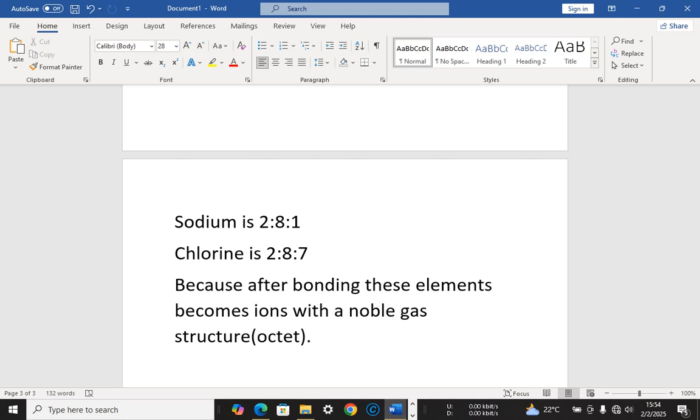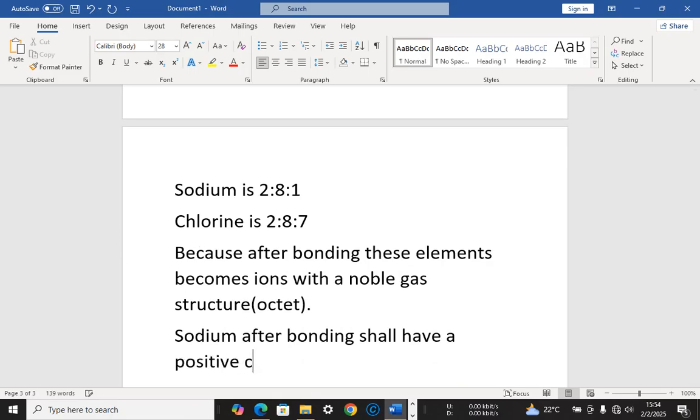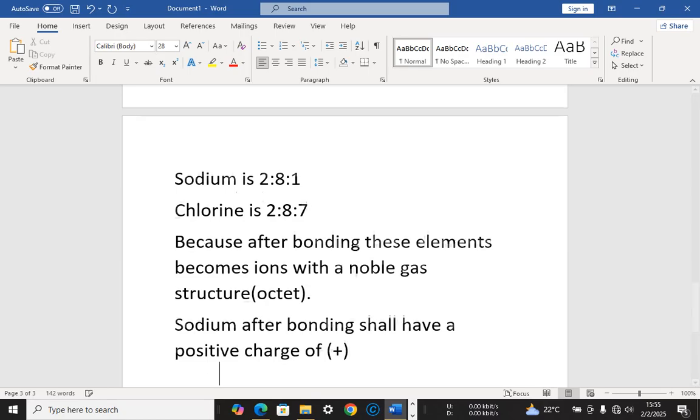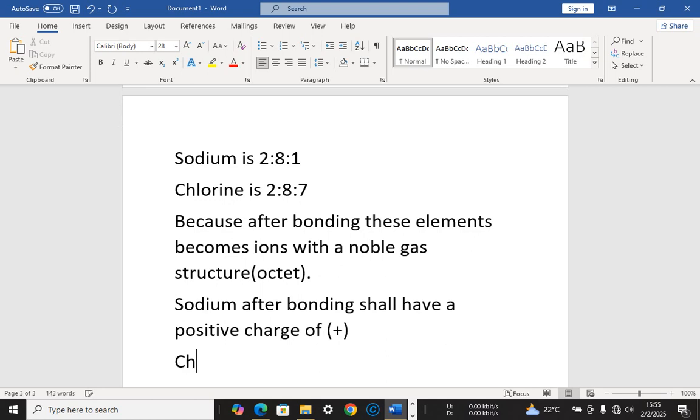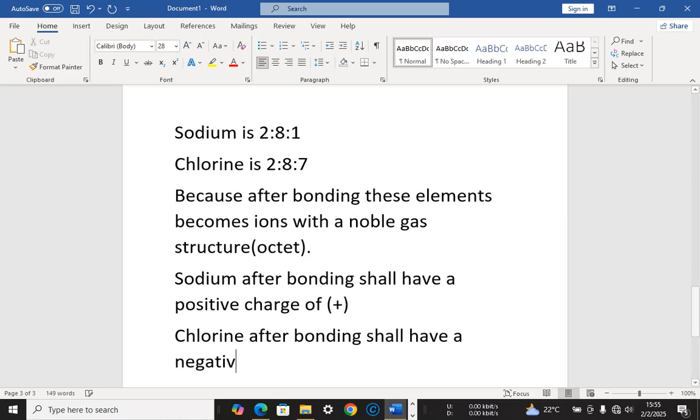Now you can also read this, because after that we shall have ions. So sodium after bonding shall have a positive charge of 1, but in chemistry they don't write 1, so just put a plus sign. Also chlorine after bonding shall have a negative charge of 1, but instead of putting 1, just put a negative sign. It is enough.